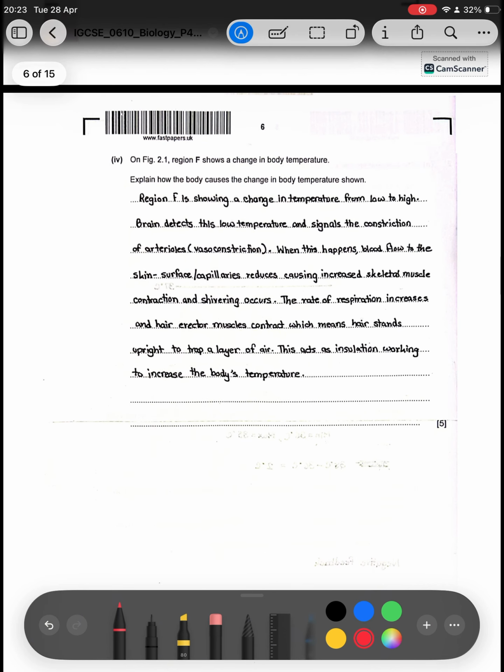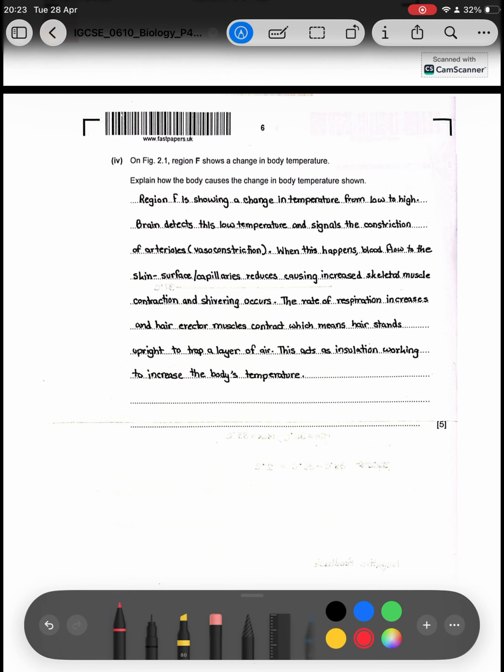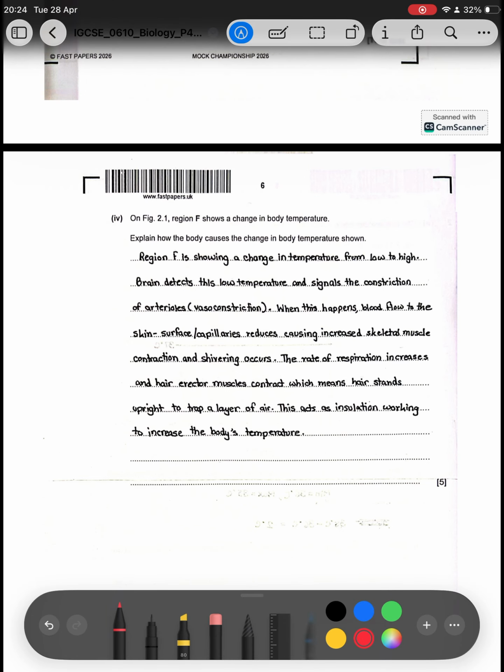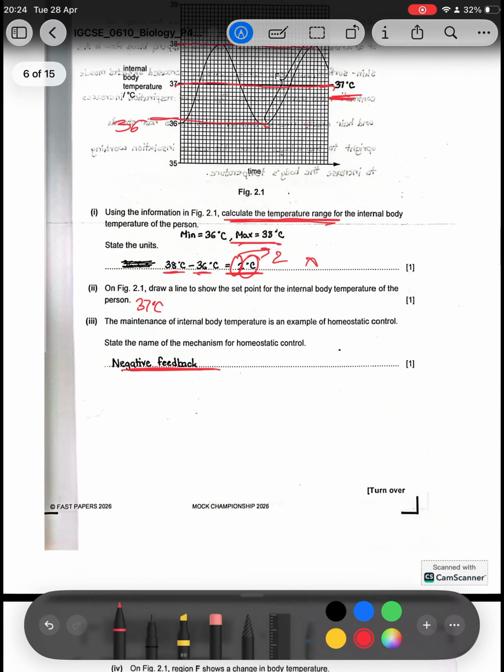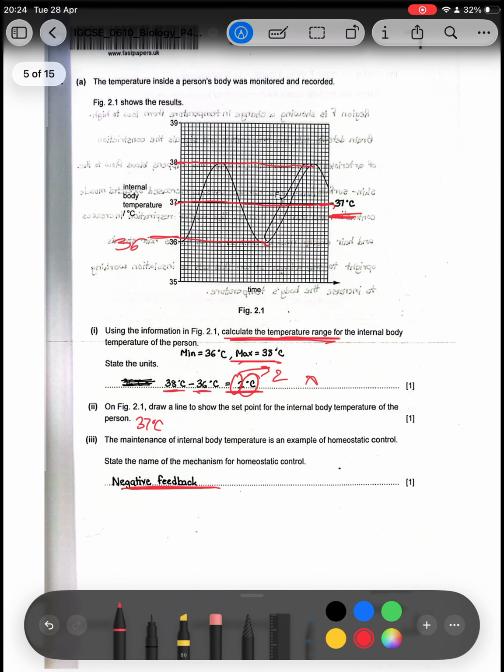4, on figure 2.1, region F shows a change in body temperature. Explain how the body causes the change in body temperature shown. So I explained a little bit of that in explaining negative feedback. So we get into detail on this question. So region F is showing a change in temperature from low to high. So this is the F. So it's moving from 36 to 37 and then 37 to 38.